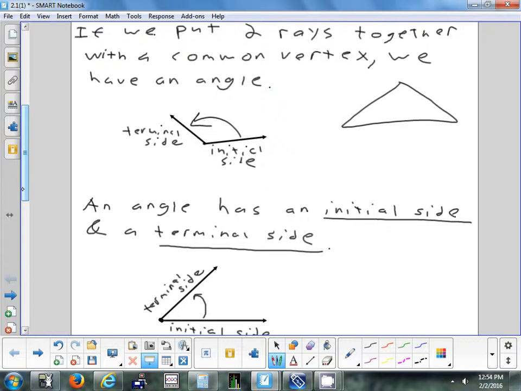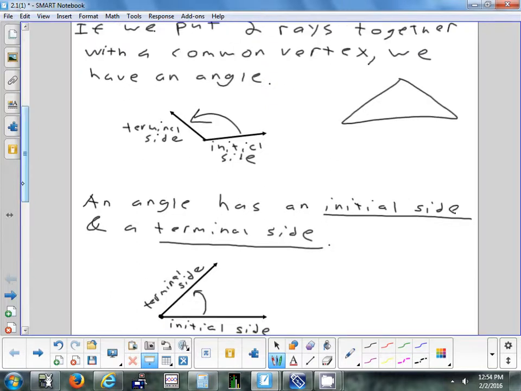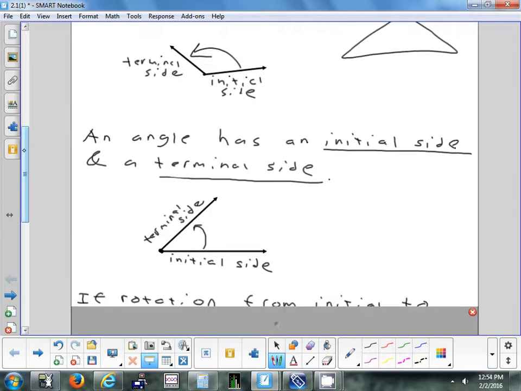In a little bit, we're going to have a pretty easy way to figure out which side is initial and which side is terminal just by how we draw the angle. We're going to draw it a certain way. Does everybody have that top part? These two diagrams are the same, so you don't need both.